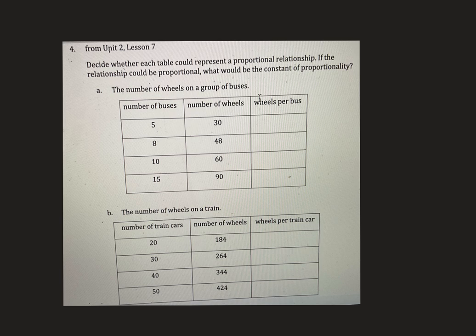All right, so looking at table A, the number of wheels on a group of buses. Let's say we have 5 buses to get to 30. That would be 5 times 6 is equal to 30. So if 8 times 6 is 48, then we might have a proportional relationship. It turns out that it is. 10 times 6 is equal to 60, so that works. And then 15 times 6, might need to check that 20 by 20 multiplication chart in the back of your notebooks, but that's also equal to 90.